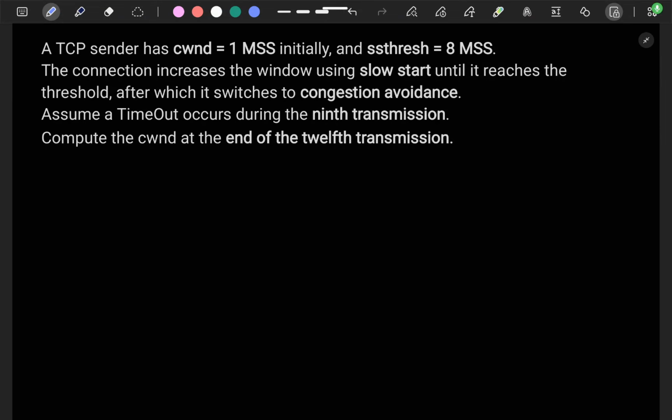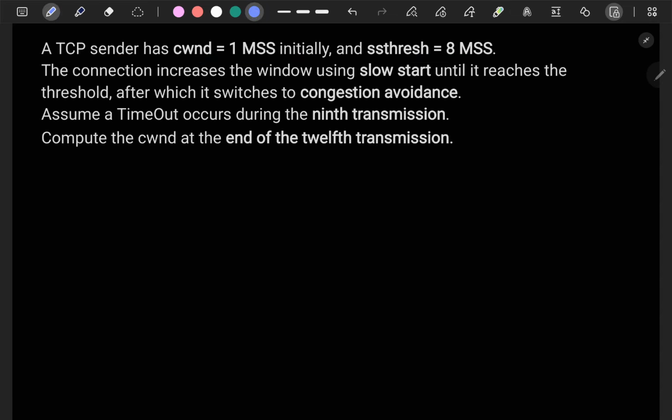Hello everyone. In this lecture, we will solve one of the problems from the congestion control mechanism. We can see that a TCP sender has a congestion window size. This denotes the congestion window size, 1 MSS initially, and this is the threshold. The threshold is already mentioned as 8 MSS.